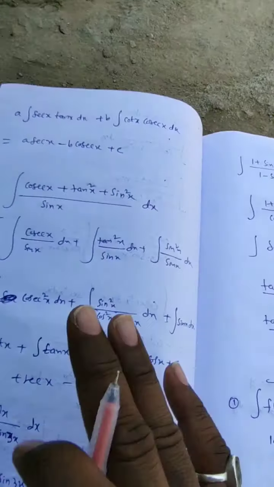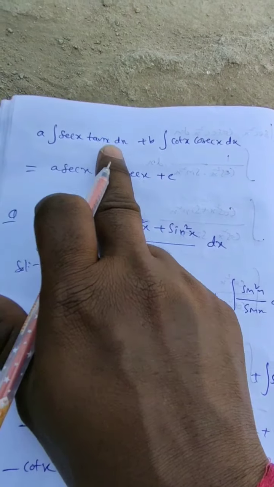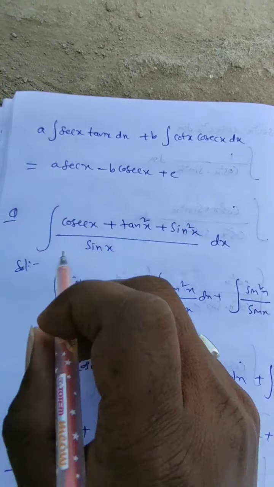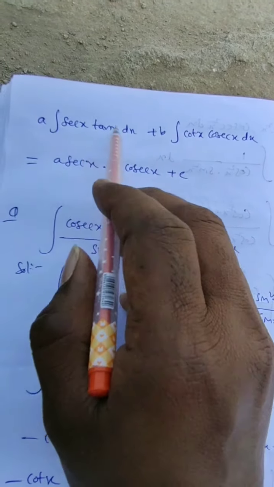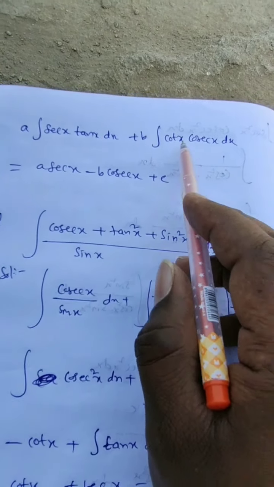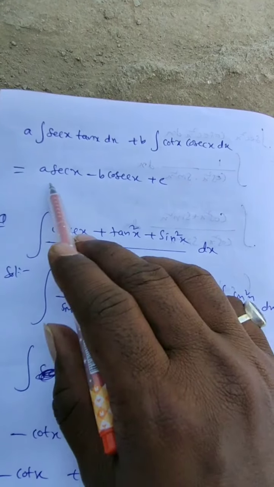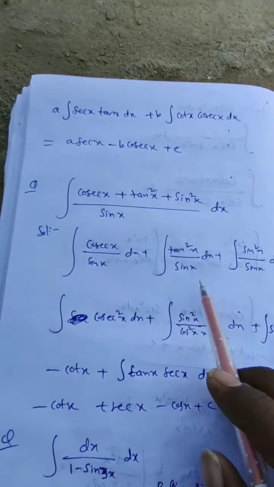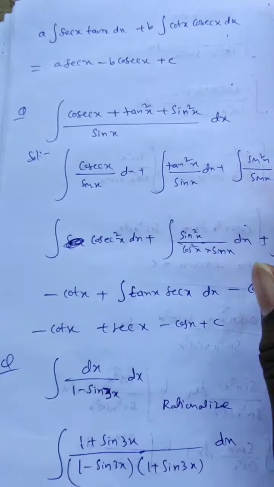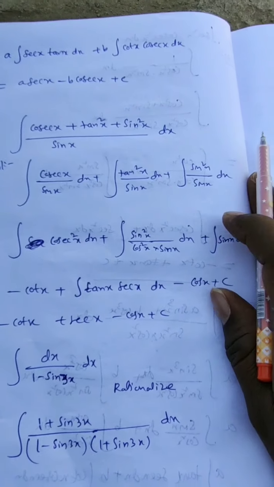So just what you have got here: a integration of sec x tan x dx plus b integration of cot x cosec x dx. Integration of sec x tan x is sec x, and integration of cot x cosec x is minus cosec x. So a sec x minus b cosec x plus c is the answer. Hope you are getting all. If you are not getting anything, please send me.